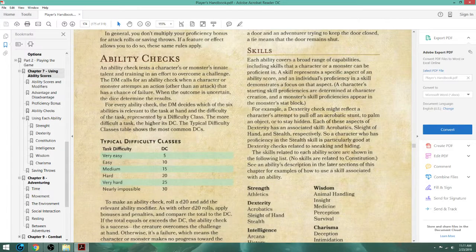So you have to make that roll, such as if you're a rogue and you're lockpicking, well, this is a pretty basic lock, so we'll make this easy. So you have to get a 10 or higher. If you get lower than a 10, you fail.